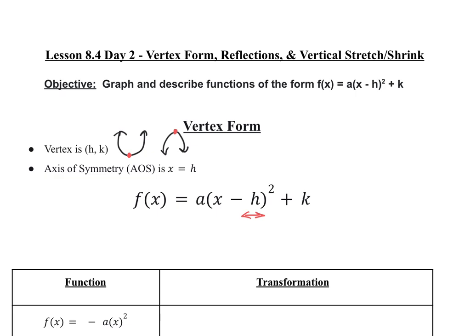So our vertex will actually be given with our H and K values. So if this is 1 and this is 2, well, then it's going to be 1, 2 as our vertex. Axis of symmetry is always our x value in our vertex. Those guys will always match up. Okay?